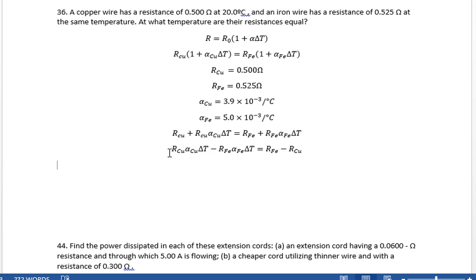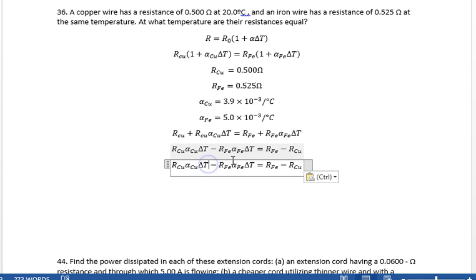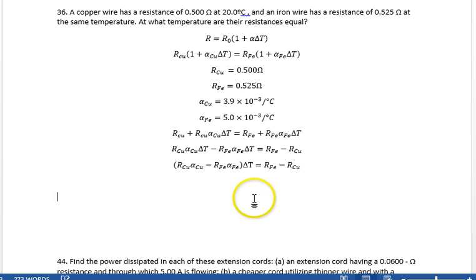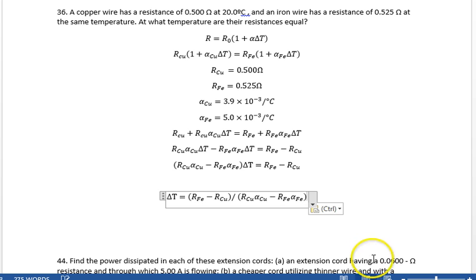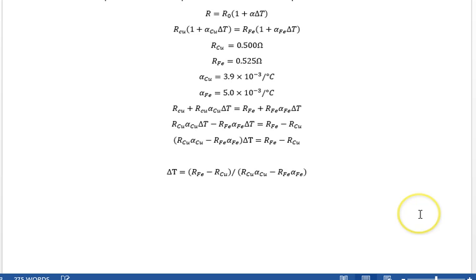Now, on the left-hand side, if I want to isolate delta T, all I have to do is factor it out. It comes out of both terms and becomes a multiplier times everything. And now I just divide by this expression in the brackets, and I've got the equation I need. Okay, so this is the equation for the change in temperature.